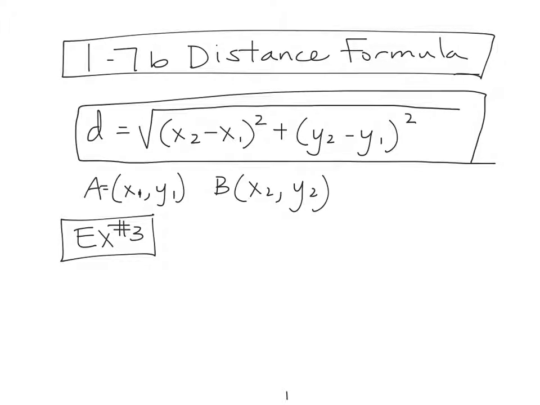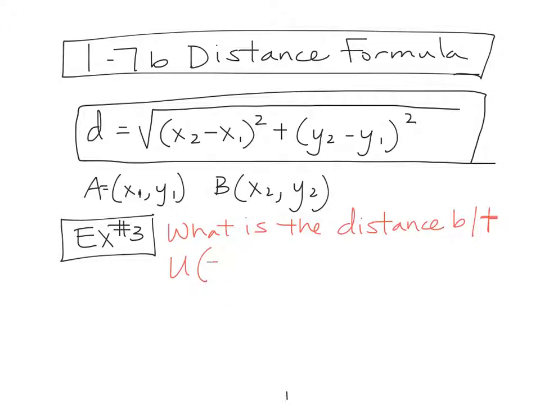Basically what it says is, what's the distance between you, the letter, not you, the person, which is negative 7, 5, and V, which is 4, negative 3? Okay, so you have 2 points, and we want to know how far apart they are.